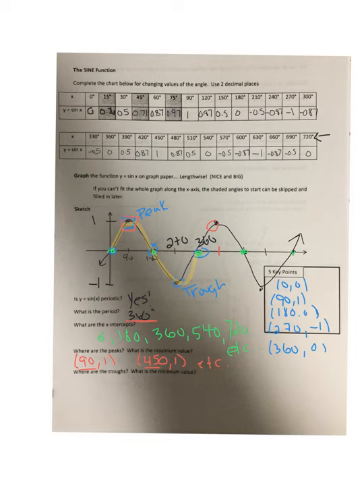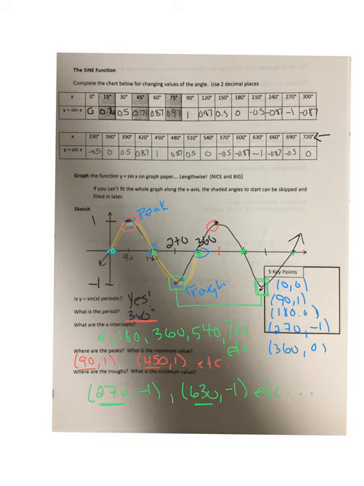Where are the troughs? I have two drawn in my graph. My first one is at 270, negative 1. My next one is at 630, negative 1. Again, between 270 and 630, you're going to see that one cycle, or the 360 degrees. And again, you can just keep adding 360 to figure out more troughs.